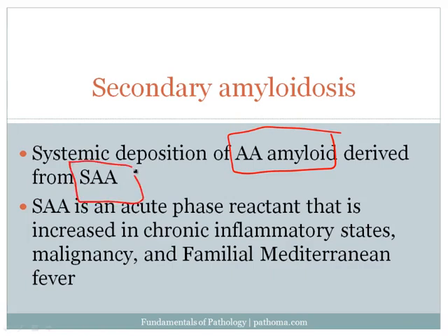Now let's go back and remind ourselves that the protein SAA is actually an acute phase reactant, so that anytime there's inflammation, there's an increase in SAA. And the SAA can be converted to AA amyloid, and the AA amyloid can deposit within tissues, creating amyloidosis. Now, if SAA is an acute phase reactant, then we can derive that secondary amyloidosis is going to be related to circumstances where there is chronic inflammation. So, for example, if the patient has a chronic inflammatory state, that can result in secondary amyloidosis.